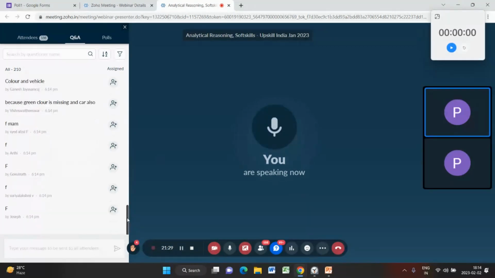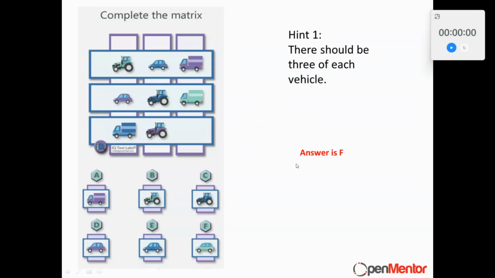Excellent. Somebody has said green color is missing and car also. Excellent. So let me see. The answer is yes. For those who didn't get the answer correct, see, there are three types of vehicles. One Jeep, this is a car, and this is a van. So in all the three, you have a car, a Jeep, and the van. Now in this case, you have a van as well as Jeep, so the car is missing.